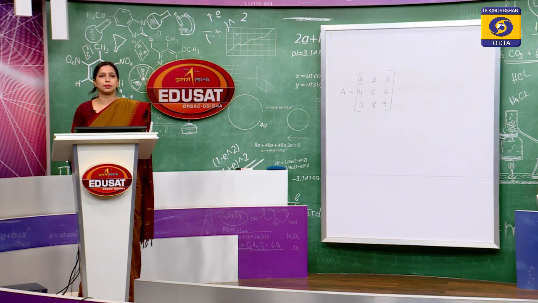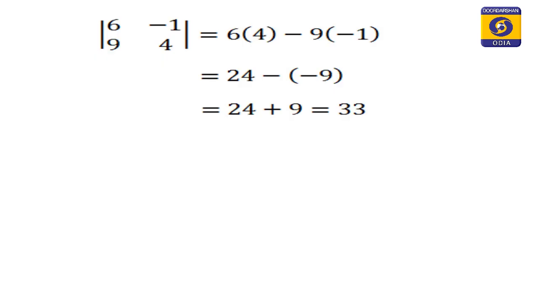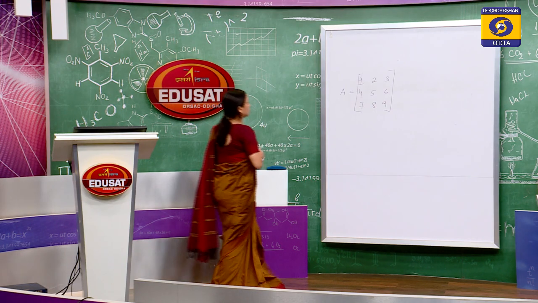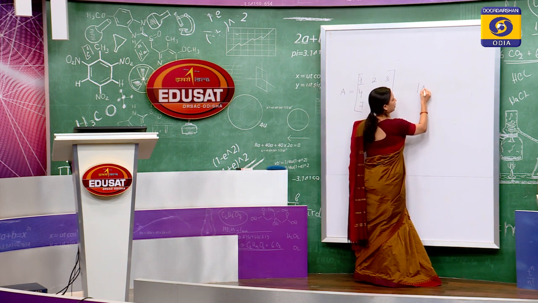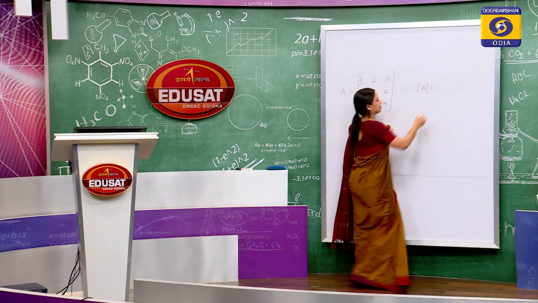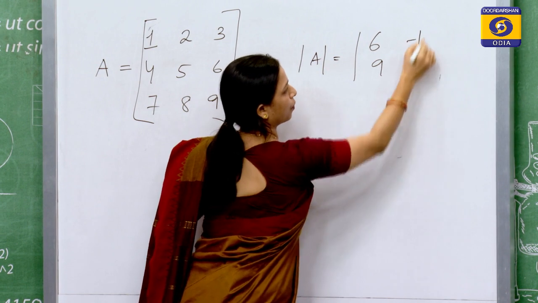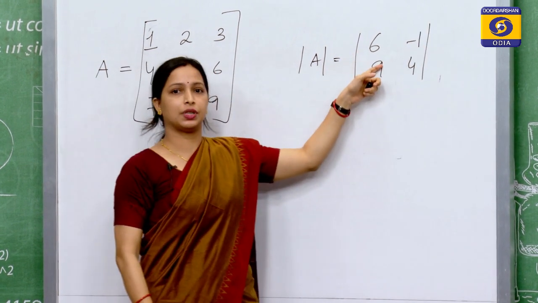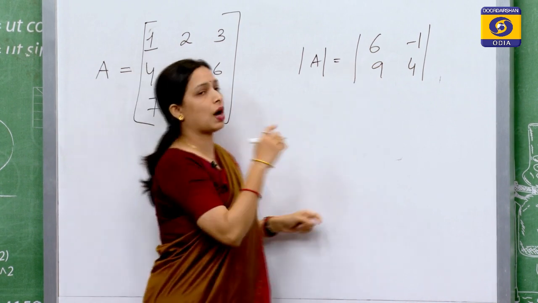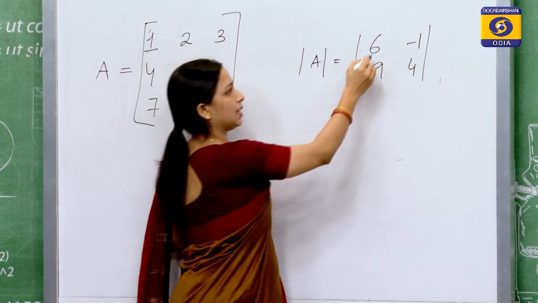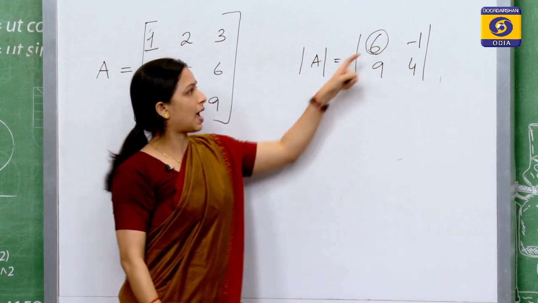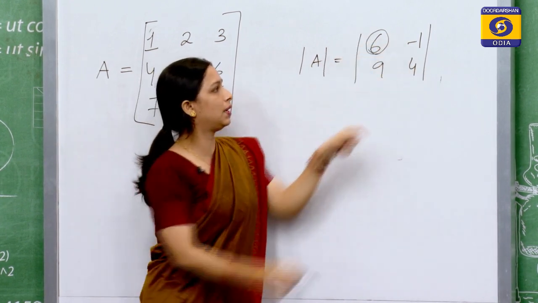Next, now I have taken some examples as you can see. So this determinant consists of 6, -1, 9 and 4, right. Now how do we find out the determinant? Let us take a look at the blackboard, right. So if I have to find out the value of this determinant, it is written 6, -1, 9 and 4, right. So first I have to take the product of the principal diagonal. So how do we know which one is the principal diagonal? So we see the first element, right, and its diagonal, they form the principal diagonal elements, right.